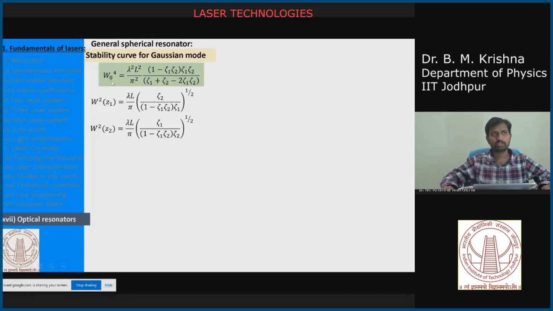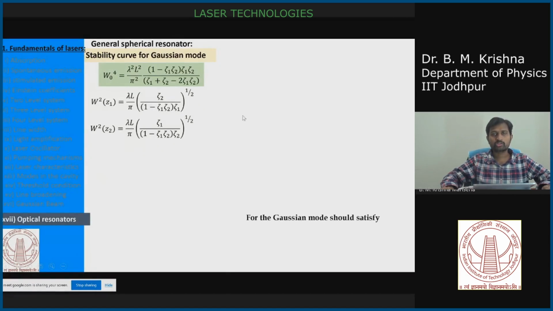So now, this is the beam size at the focus, this is the beam size at mirror M1 and this is the beam size at mirror M2. So I am calculating the beam size at mirror M1 and M2. This is the expression you will get for the beam size: W square of Z2 equals lambda L by pi, zeta 1 by 1 minus zeta 1 zeta 2, into zeta 2, whole power 1 by 2.